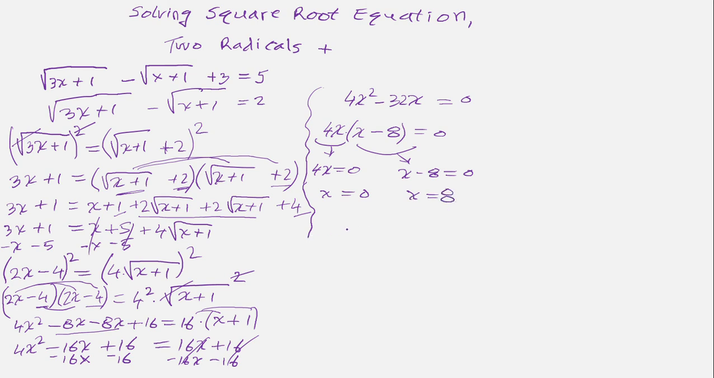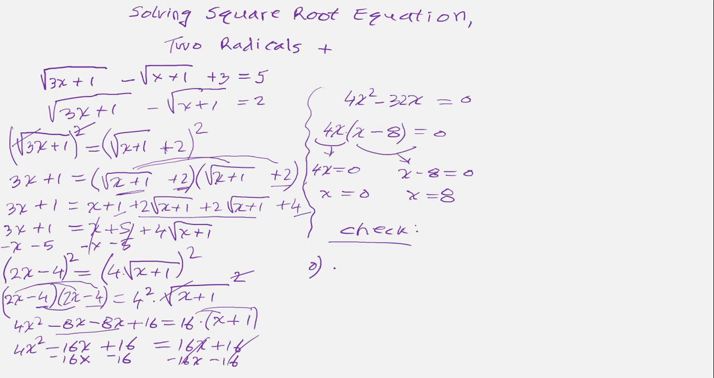Now what we need to do is check, because these two numbers are actually solutions to this quadratic problem right here. So these two solutions are the solutions to this quadratic, but they might not be solutions to the original problem. So let's see which one, if any, actually work. So let's check with 0 first.